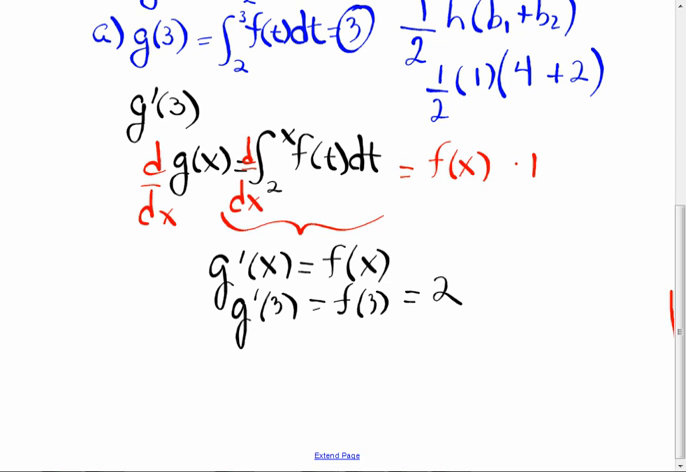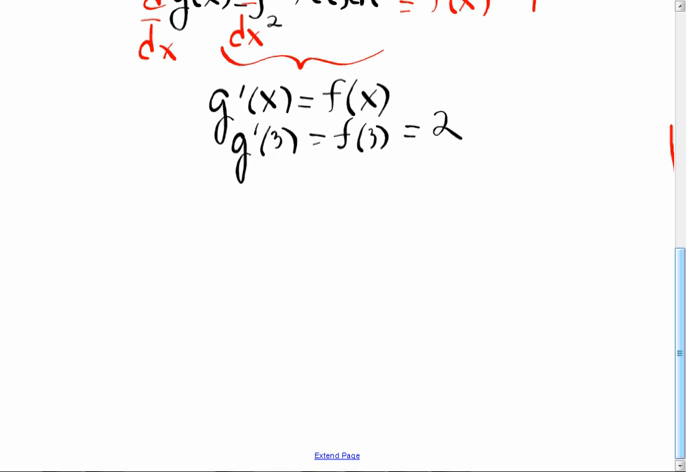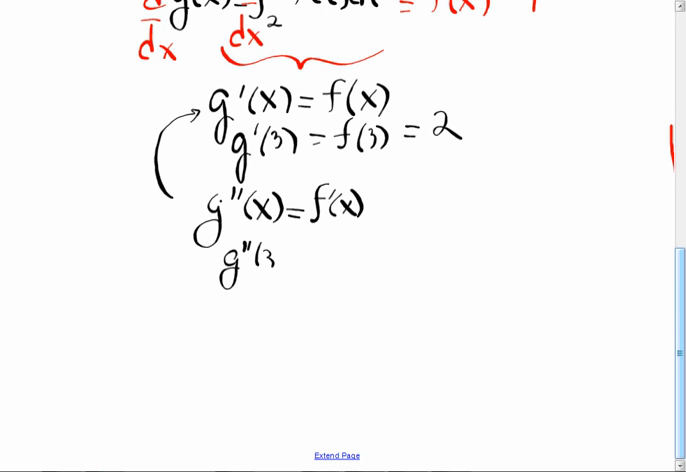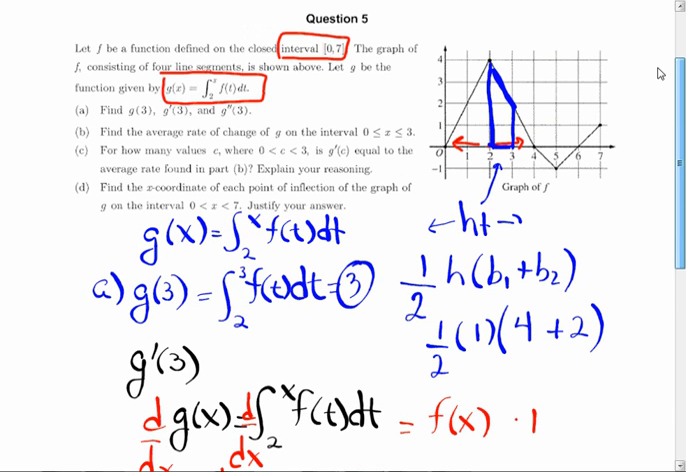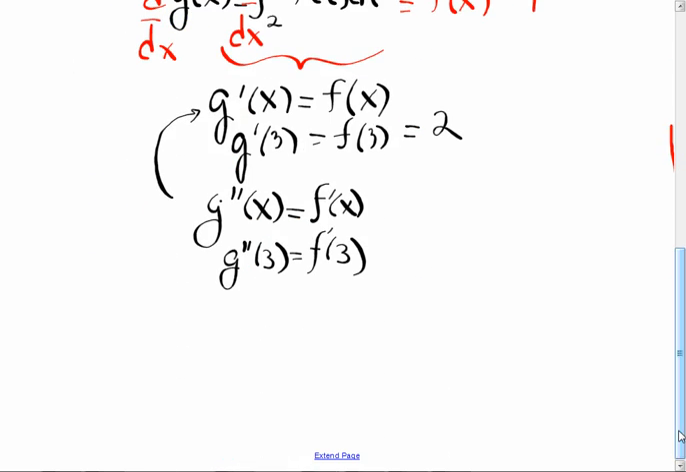Okay. What's G double prime of 3? Well, what's G double prime of X? I'm going to take the derivative of this one. It's F prime of X. G double prime of 3 is equal to the slope at 3. Slope at 3 is, let's see, this is 2, and this is 4, so it looks like it's a negative 2. Okay, that was A. My guess is 3 points.